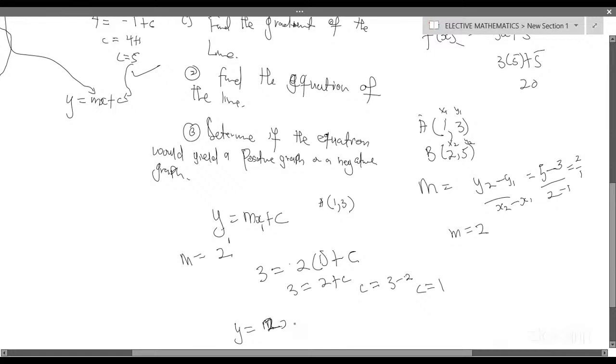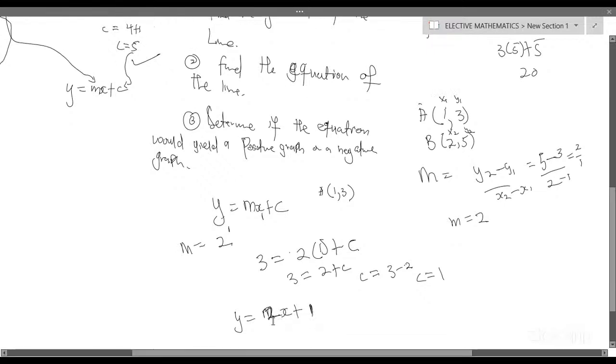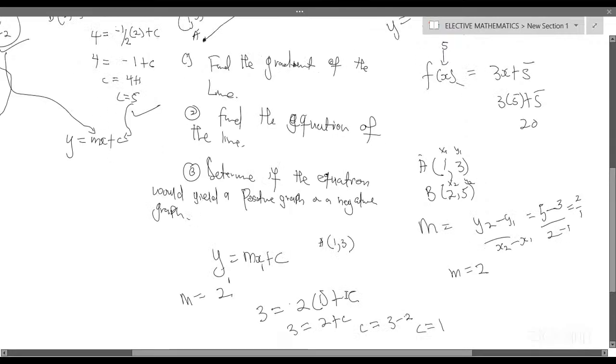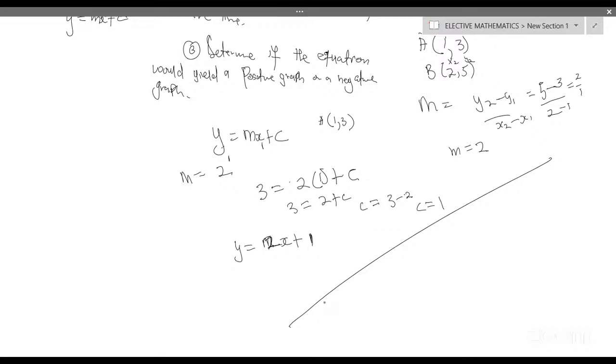Okay, so it's a positive graph. Why? Because the gradient is positive. So anytime I draw a graph like this, how do I expect it to go? I expect the graph to go this way. So when I plot the coordinates, I expect the graph to go this way. So we can basically plot a graph in this. Let me shift my work to F1 for you to see how it's going to be done.